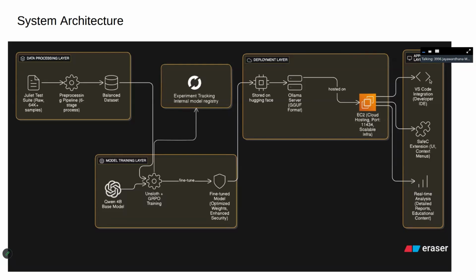Then for the developer-facing part, we use a VS Code extension. Users can select the code they have written and view the vulnerability report. So that's the roadmap and the system architecture of our system.